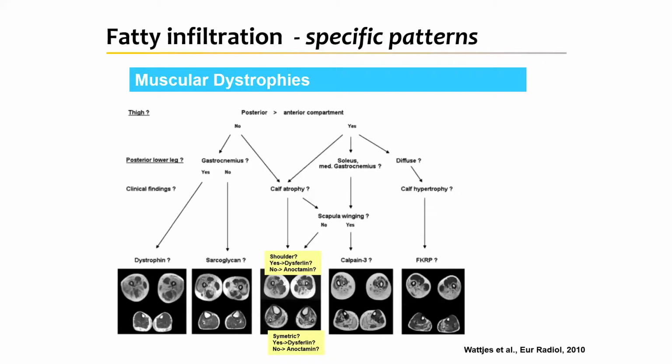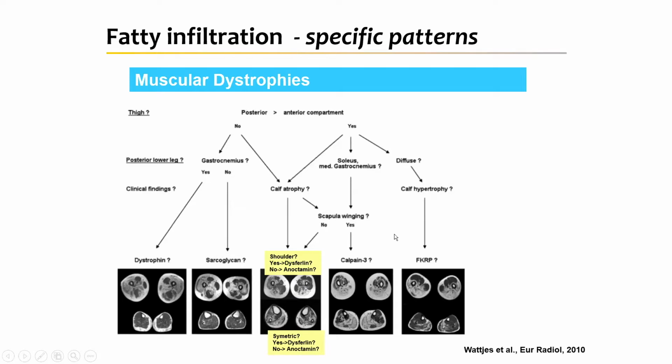Where imaging is certainly useful is for the diagnosis of muscular dystrophy, and this is the diagnostic flow chart as it was proposed. You start by having a look at the thigh, and you look at where the involvement is the most severe. Is it posterior or anterior? Depending on that, you then have a look at the posterior lower leg. You look mainly at the gastrocnemius and soleus and their situation. And you end up with a proposal for at least the main muscular dystrophies.